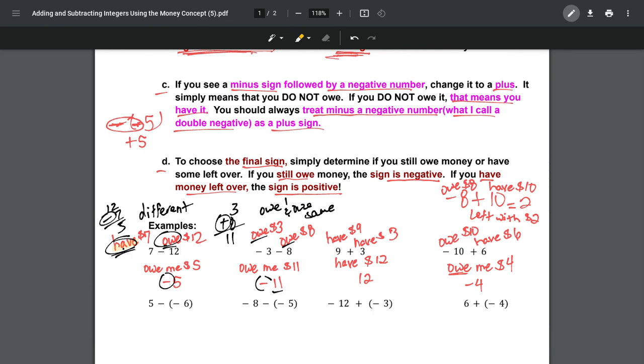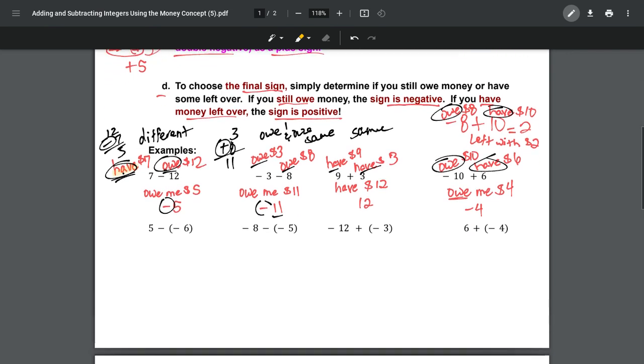But you got to use common sense for the signs, guys. This is have and have. Have and have are the same. This is owe and have. They're different. You're going to subtract. That's owe and have. They're different. You're going to subtract. Then you just use common sense to decide whether or not you owe it or you have it. Okay? That's why a lot of teachers will tell you same signs, you add and keep the signs. Different signs, you subtract and take the sign of the larger number. But if you just use money, it becomes common sense to you.